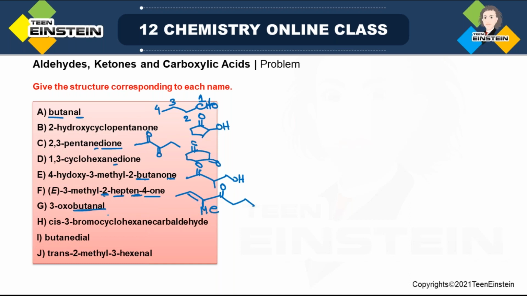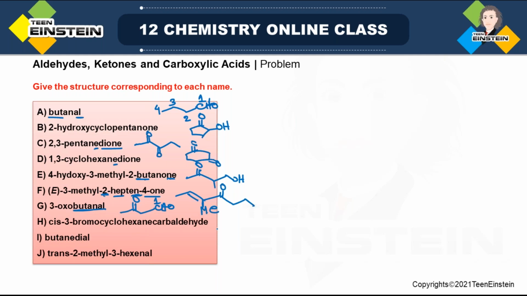3-oxobutanal. Butanal, just focus on this part. But, 4 carbon, CHO. So this carbon is always number 1. With respect to this, at 3 position, there is keto group. So keto group with respect to CHO is getting less priority. So that is why the prefix we have used is oxo, not one.